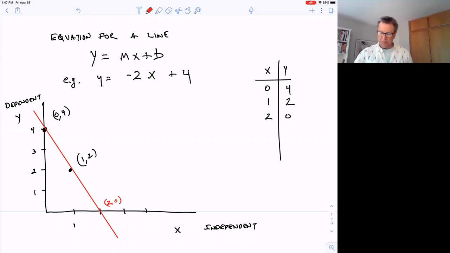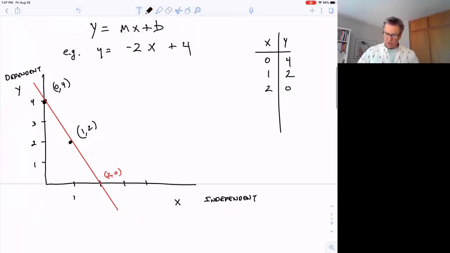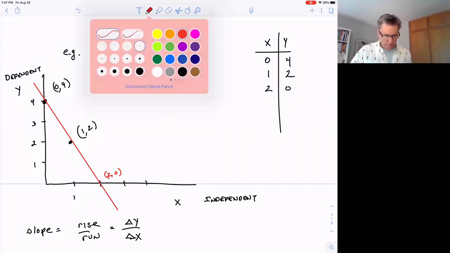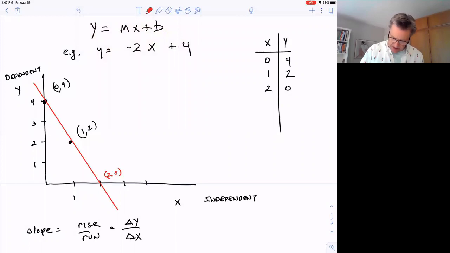Now the slope is the rise over the run, or the change in y over the change in x. So the change in y is going to be this distance here. This is the change in y. And the change in x is this distance here. I'll use the little delta symbol for change.